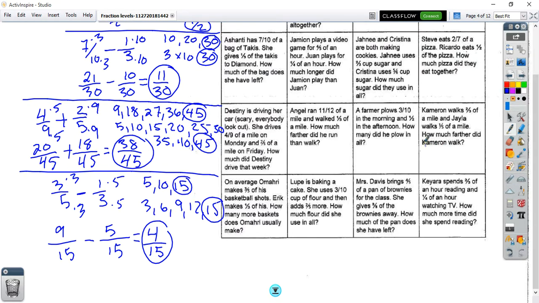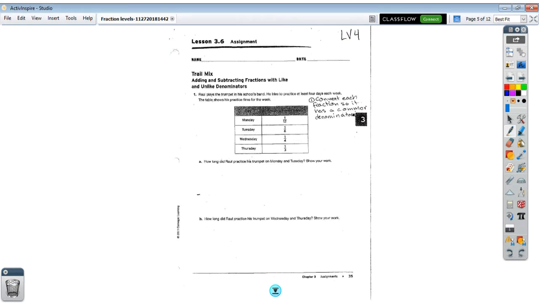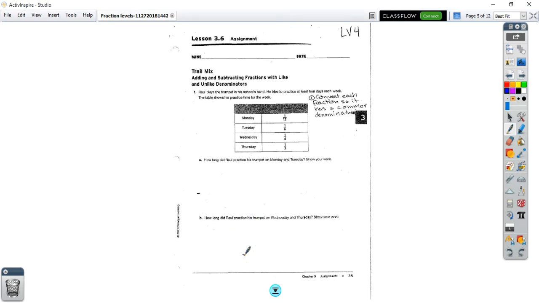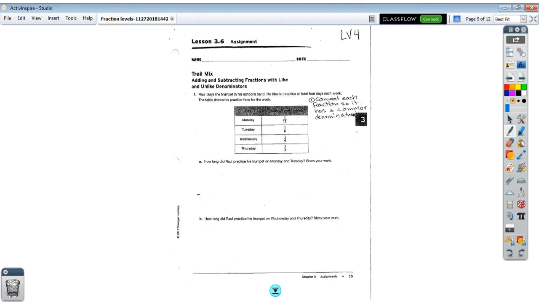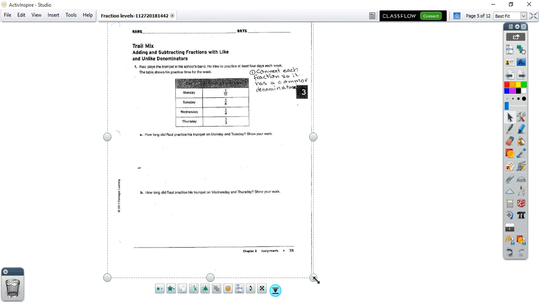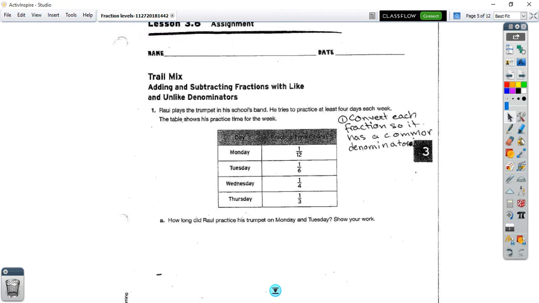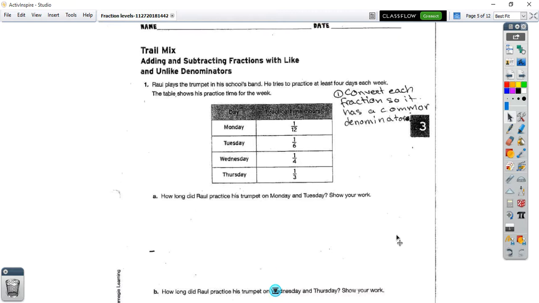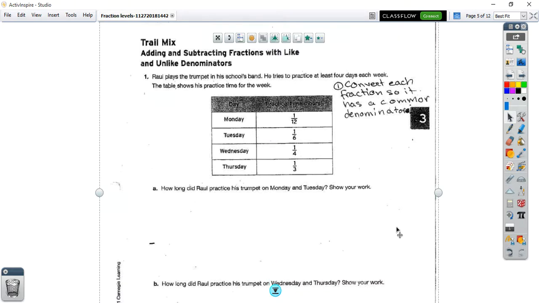We've done 4 now, so we can move on to level 4. Level 4 is sort of a word problem mix. So it's going to be a little bit difficult to see, but we're going to go ahead and work through it. So let's expand it first off. Okay, so first one, it's called trail mix, adding and subtracting fractions with like and unlike denominators. So let's go ahead and look at the first couple problems.